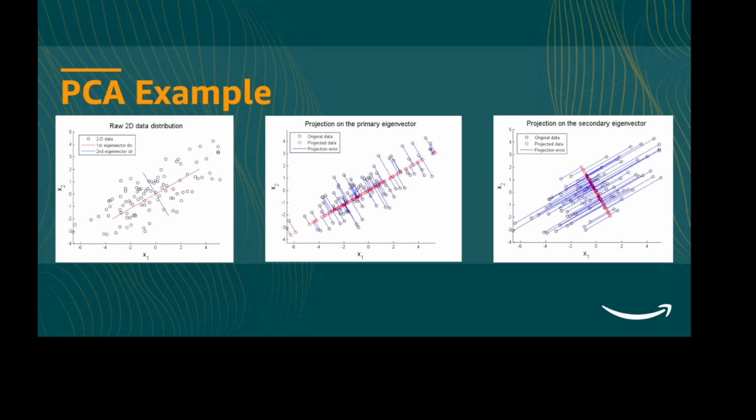Now the third image is basically the projection of the actual data points onto the second principal component, or the second eigenvector of the covariance matrix. Now how do you use this for data compression? Just to talk about an application, right?